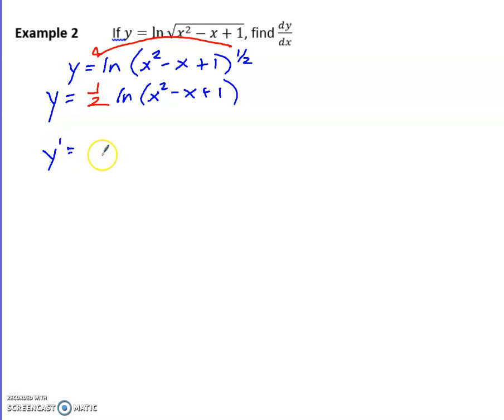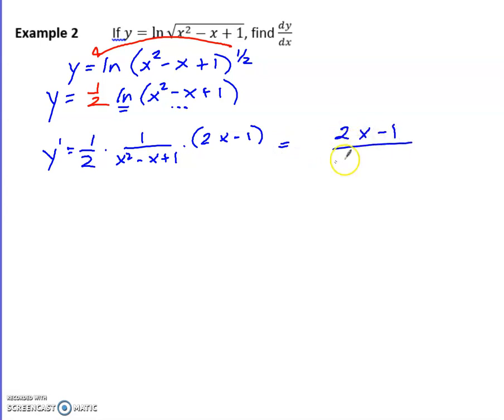Now I can take the derivative, and the 1/2 is basically just a coefficient. So derivative of natural log I'm going to attack first, then I'll attack what's inside. So derivative of a natural log is just 1 over what's inside. Chain rule then says I have to take that times the derivative of what's inside, which is 2x minus 1. So I've got 2x minus 1 over 2 times x squared minus x plus 1, which if I want to distribute that, I could, but I don't need to.